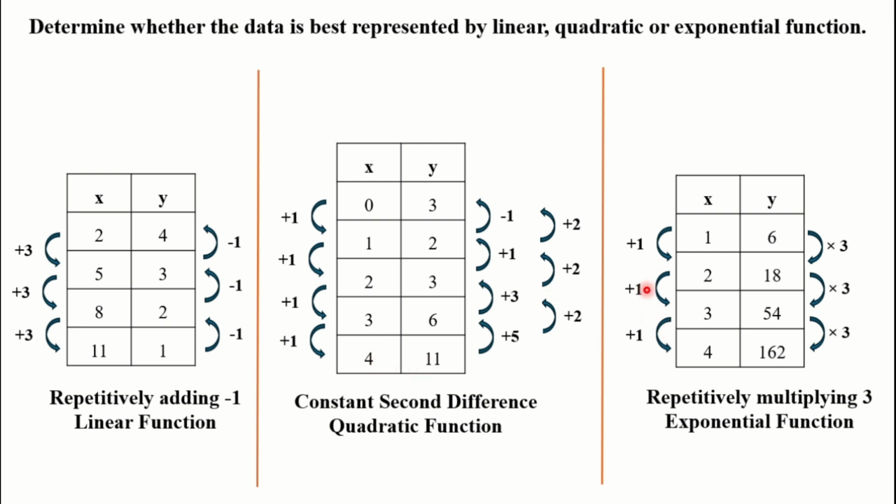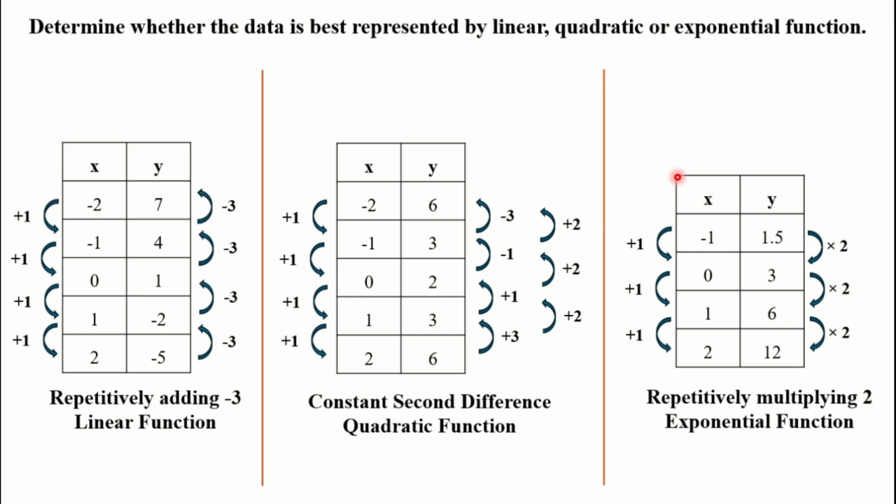Another example, x and y values are given. The x value is increasing by 1 unit. You can see 1 plus 1, 2, 2 plus 1, 3, 3 plus 1, 4. But we can predict based upon the output value, that is the y value. Okay, 3 into 6, 18, 18 into 3, 54, 54 into 3, 162. This means repetitively multiplying by 3 we get the next successive values of y. So here we can say the exponential function is best suited for this given data.